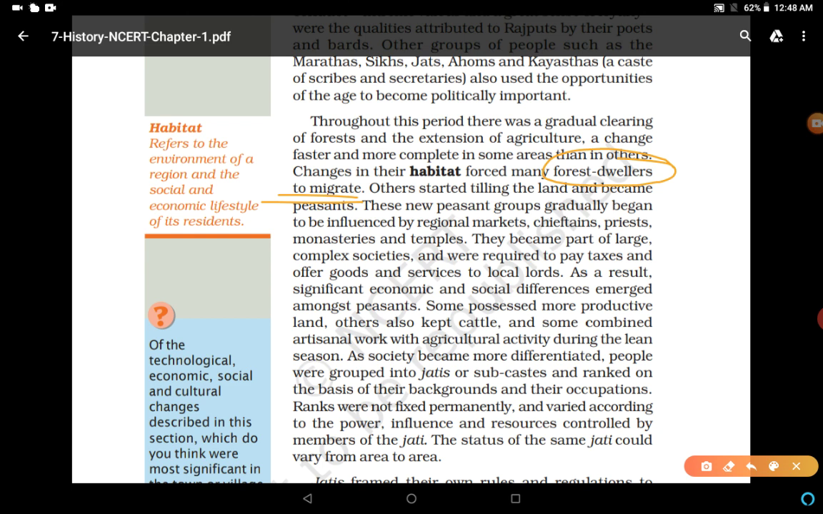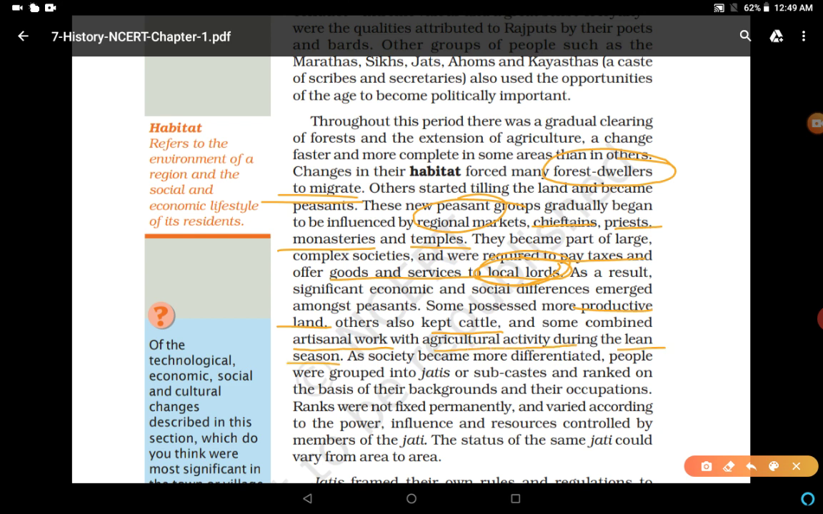These new peasant groups gradually began to be influenced by regional markets, chieftains, priests, monasteries, and temples. They became part of large complex societies and were required to pay taxes. They had to pay taxes and offer goods and services to local lords. Who were the local lords? Very rich and influential people. As a result, significant economic and social differences emerged amongst peasants. Some possessed more productive land, meaning very fertile land. Others also kept cattle, and some combined artisanal work with agricultural activity during the lean season.